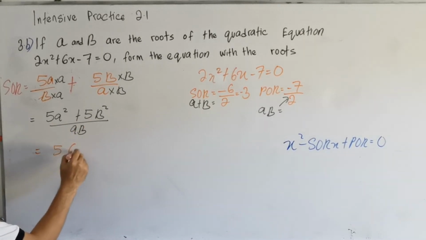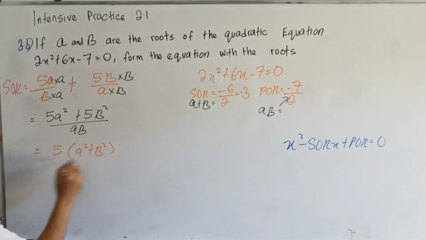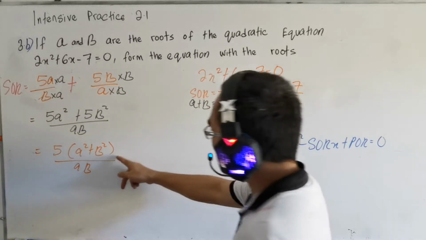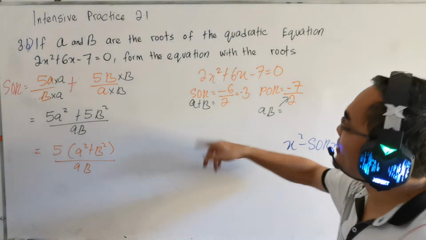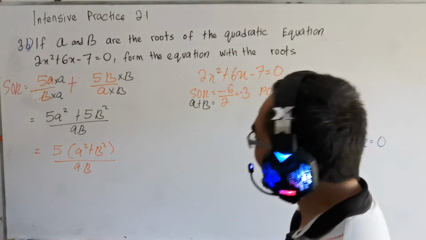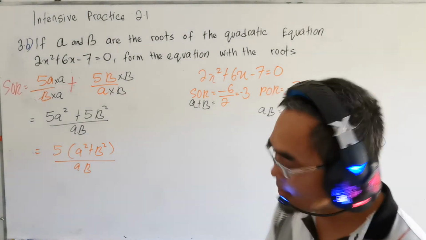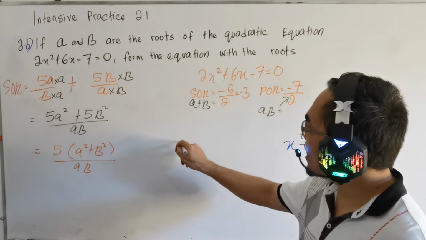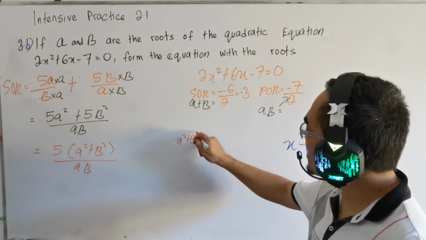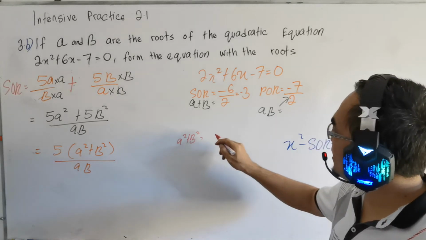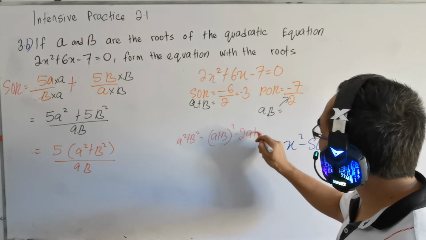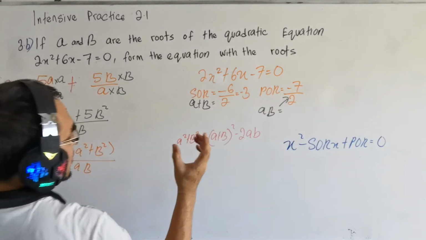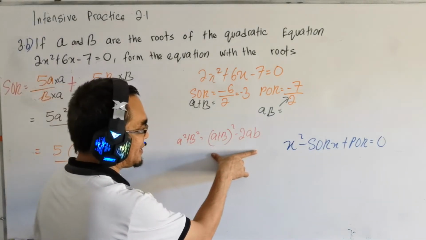You can factorize 5. You have alpha squared plus beta squared over alpha beta. So how do we change? Do we know, is alpha squared plus beta squared equal to alpha plus beta squared? No. This again you have to memorize. That is, alpha squared plus beta squared becomes alpha plus beta squared minus 2 alpha beta. How do we know that this is this?